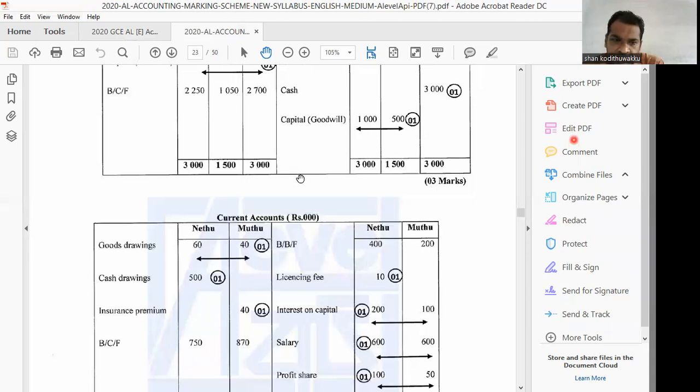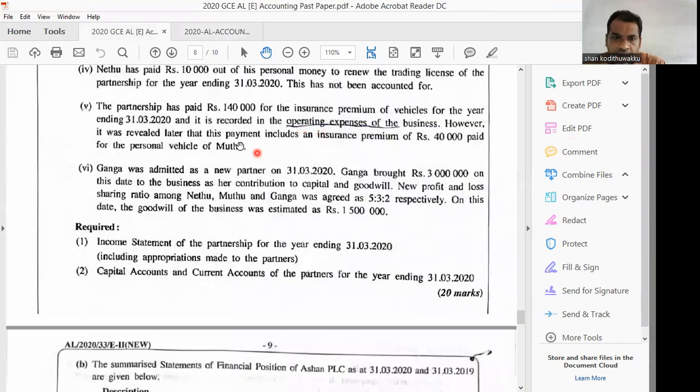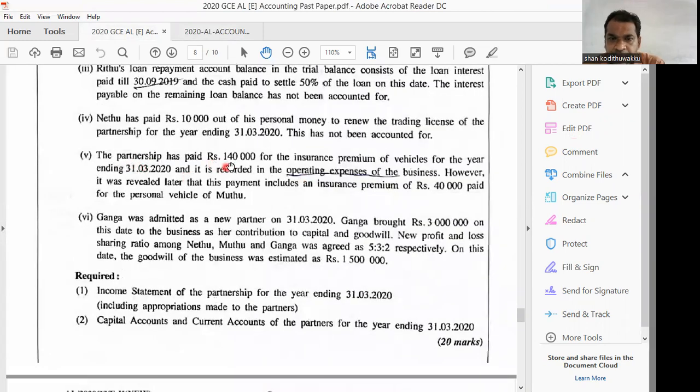Right. Next, the partnership had paid 140,000 for the insurance premium of vehicles for the year ending 31st March 2020, and it is recorded in the operating expenses of the business. However, it was revealed later that this payment includes an insurance premium of 40,000 paid for the personal vehicle of Muthu.